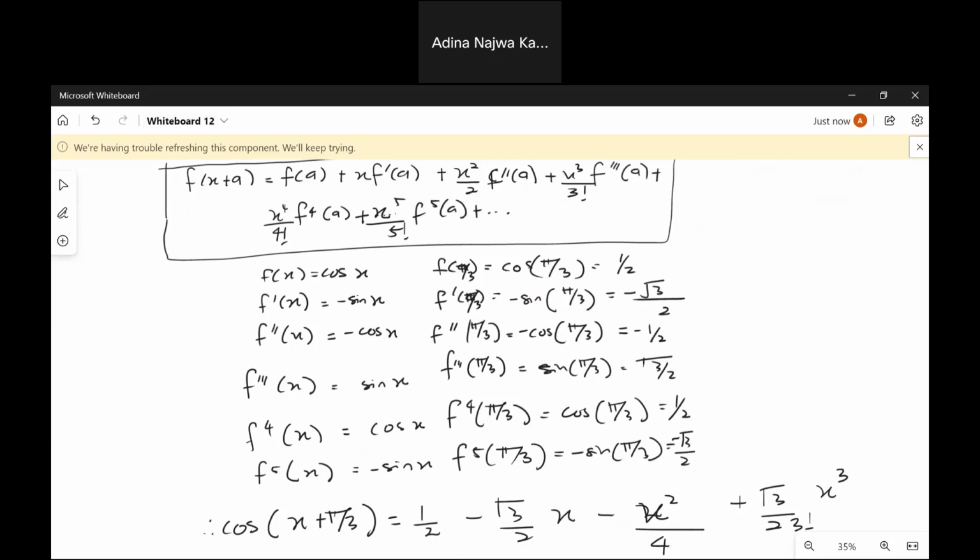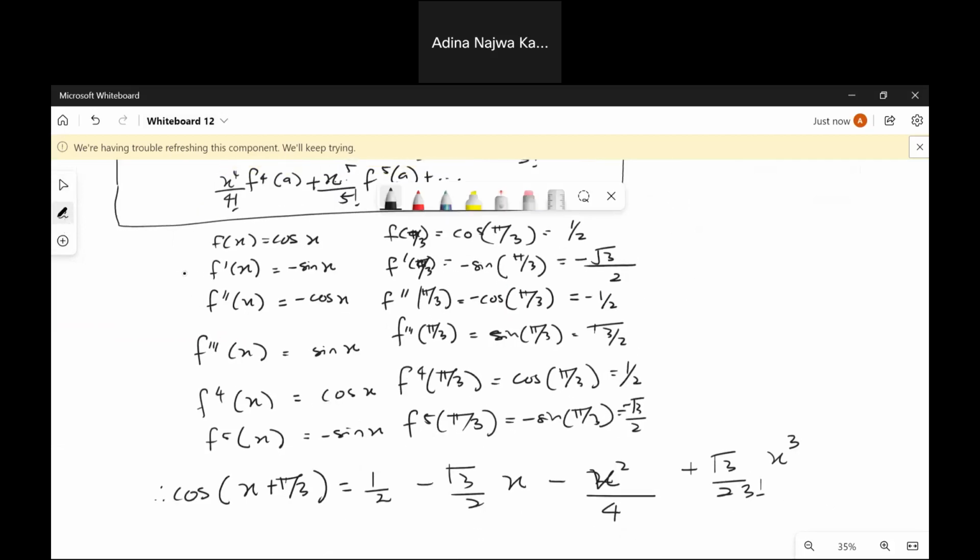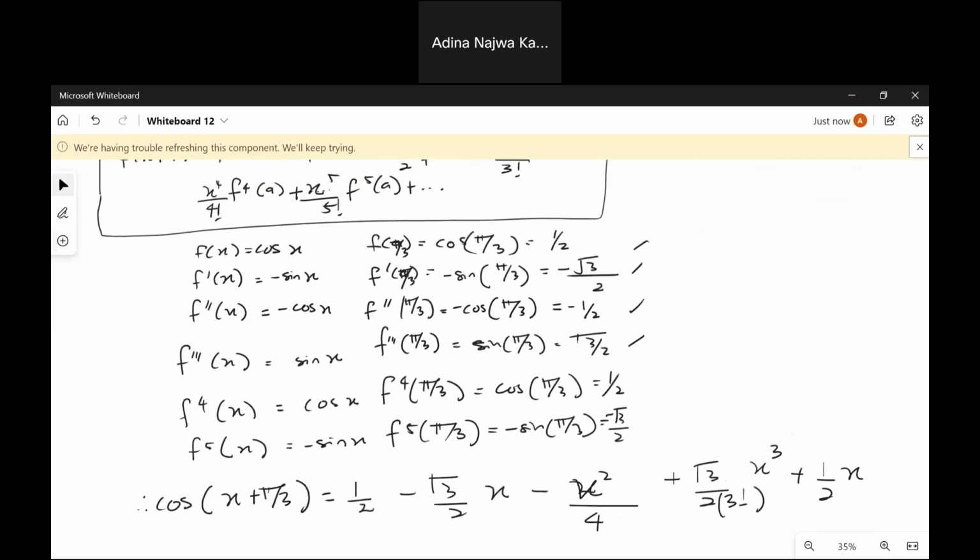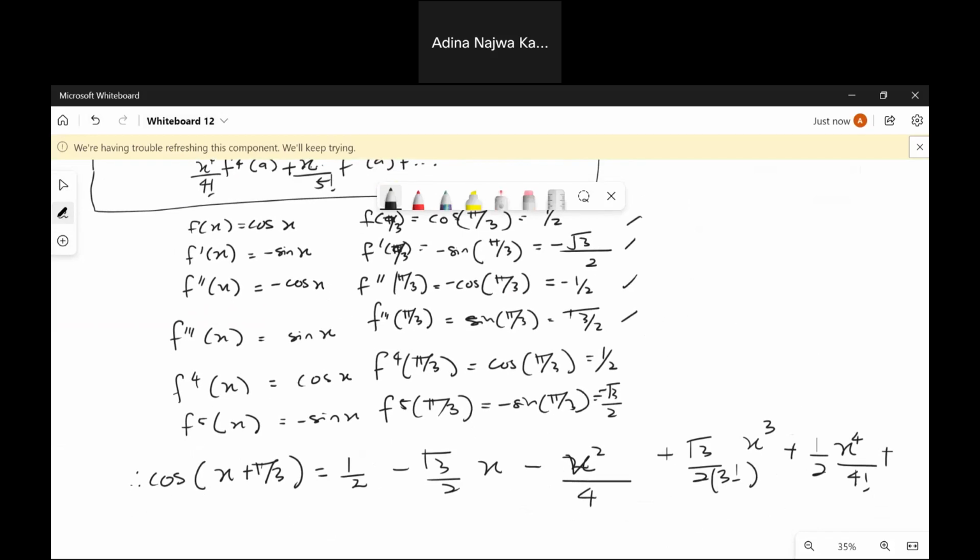Okay, you should simplify after this. This is multiply. So up to here, right? And then plus 1 over 2 x to the power 4. Is that right? Okay, x to the power 4 over 4 factorial, plus x to the power 5 over 5 factorial.